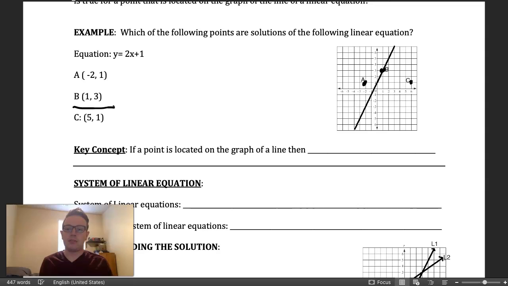If you chose the answer B, you are correct. The key concept that we need to know going into this lesson is if a point is located on the line, on the graph of a line, then it's a solution. So if a point is on the line, that makes it a solution.